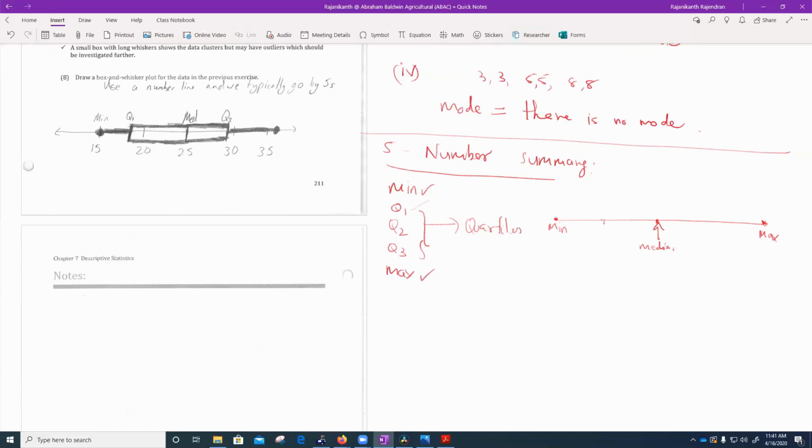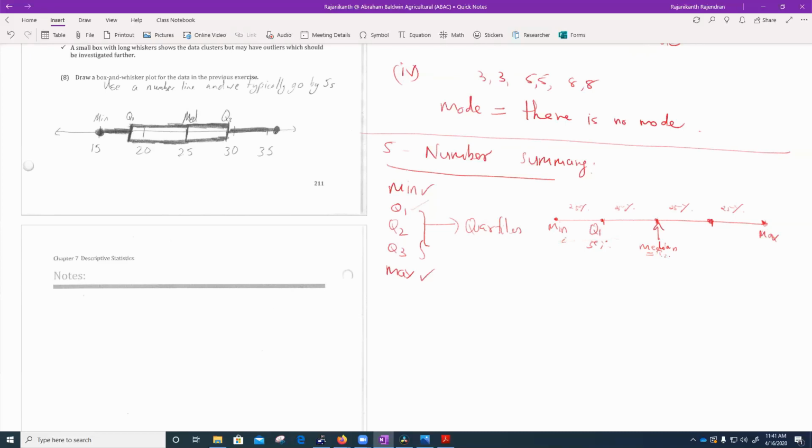What will happen if I divide into four equal pieces? 25% of my data values will be here, the next 25% here, the third 25% here, and the fourth 25% here. That is why they are called quartiles. Quartiles divide the entire data set into four equal pieces. The first 25% is covered by Q1. The second 25%, covering 50% of your data, is my median, called Q2.